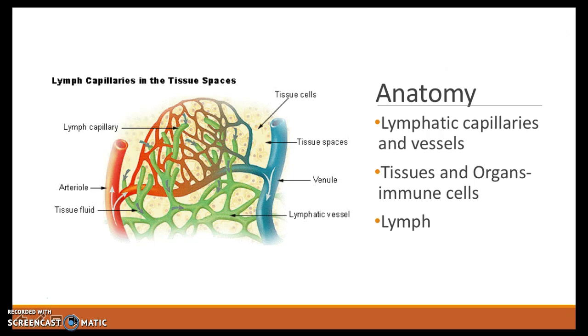Your lymphatic system has three components. Your lymphatic capillaries and vessels, which are similar to blood vessels, which penetrate into the spaces of almost every tissue in the body. A group of tissues and organs that produce immune cells, and lymph, a clear colorless fluid that flows through the network of lymphatic capillaries and vessels.